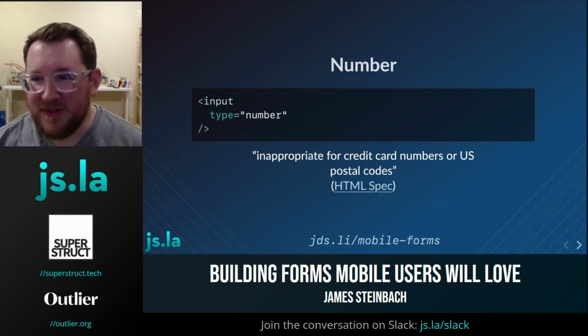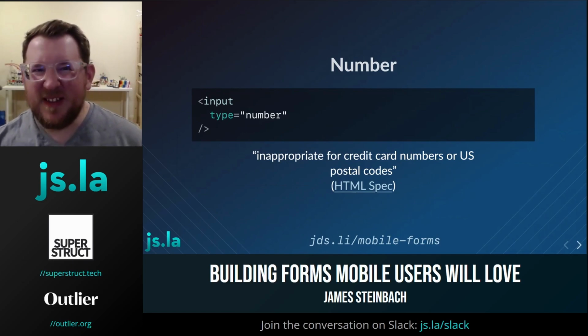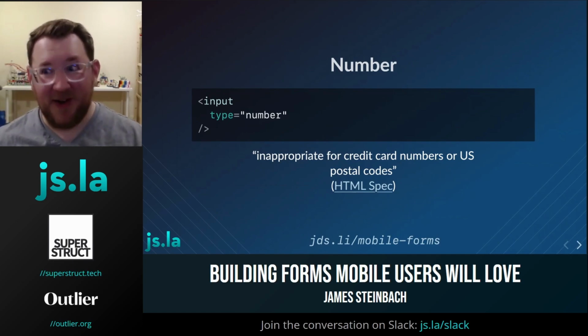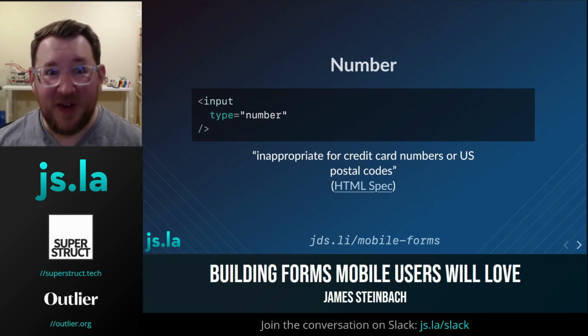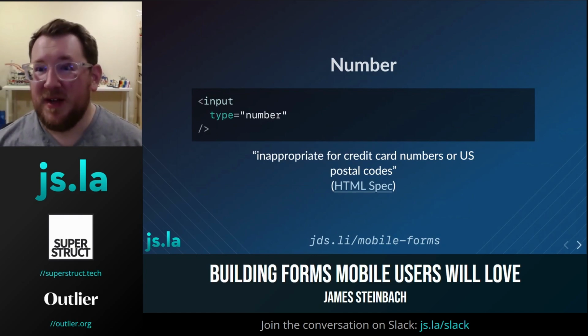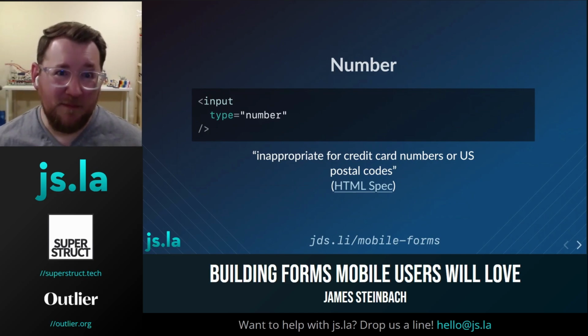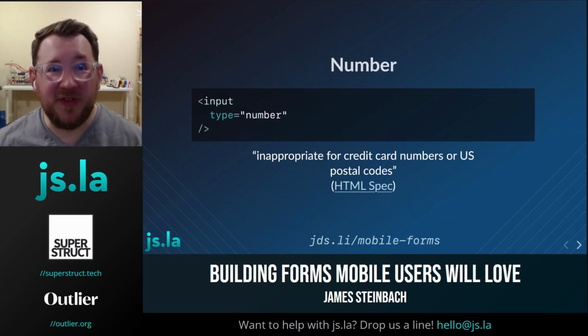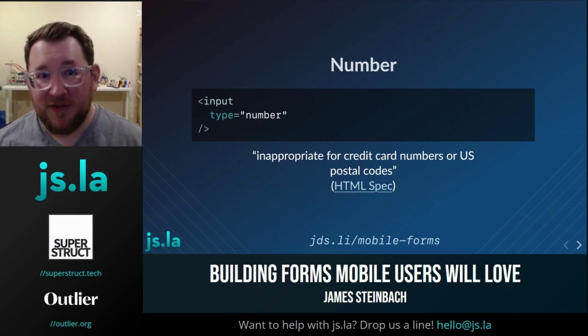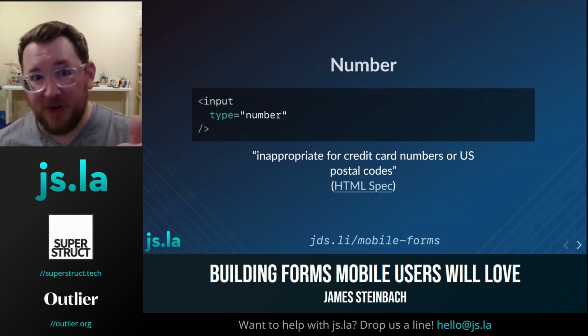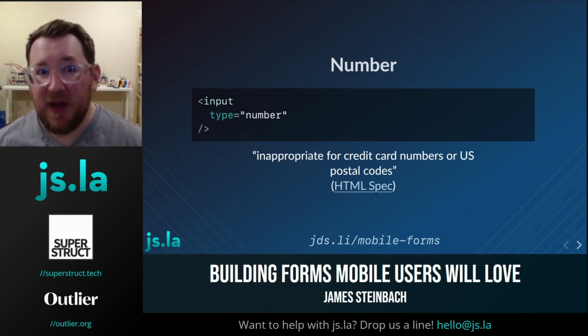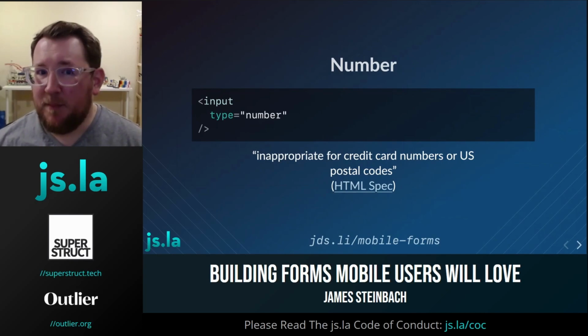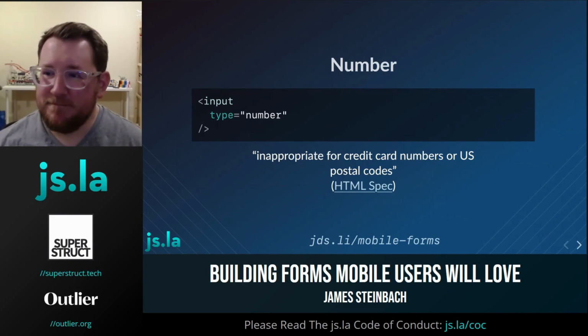The type of number is inappropriate for strings that just happen to contain numbers, like credit cards, postal codes, validation codes, two-factor authentication codes. I like to think of it this way: type number is for any number that needs to be used in a calculation. So shopping cart quantity, type number is semantically awesome there. Price, I think there most of the time. Credit card, no, not quite.